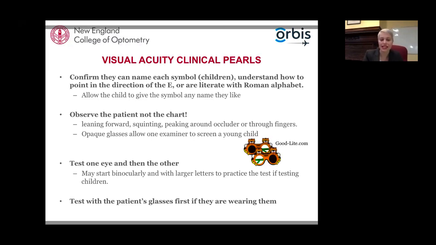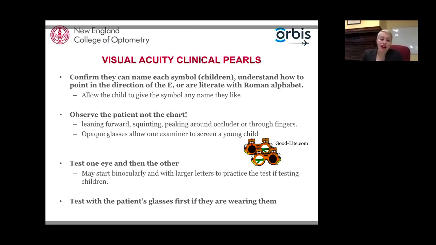Also, they have these fantastic glasses from Good Light here. You can use opaque glasses, and this allows one screener with a child to have the child wear a pair of glasses with an occluder, allows the examiner to be at the other end pointing to the symbols and not worrying too much about the child looking around their occluder or their fingers. So these are purchased from goodlight.com.